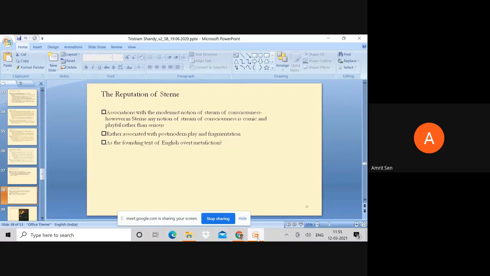Equally, we can take a look at Sterne as a postmodernist who lays bare the art of writing the novel, and the entire novel becomes an overt metafiction, which is about the construction of the novel altogether. That's why I've suggested that it's one of the founding texts of English overt metafiction.